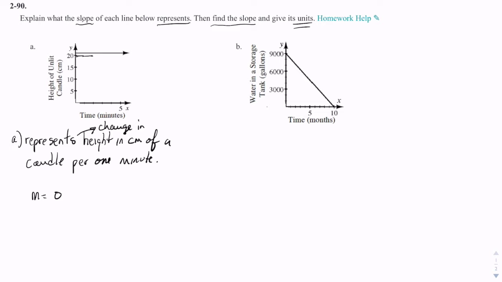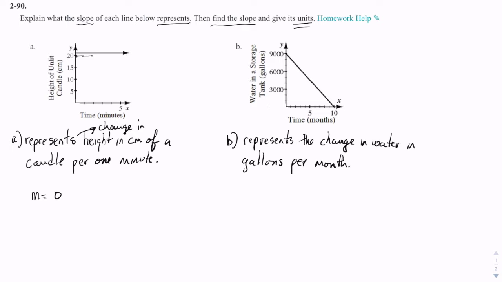Okay, for B, let's look at this graph. The y-axis is the water in a storage tank in gallons, and the x is time in months. So clearly this water is getting used or it's evaporating, because it's going down. So the slope represents the change in water in gallons per month.